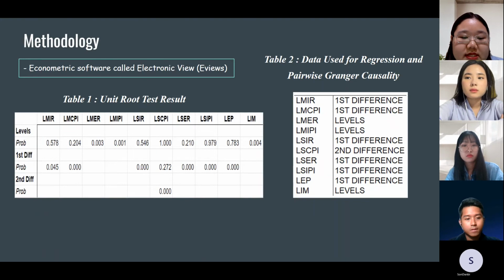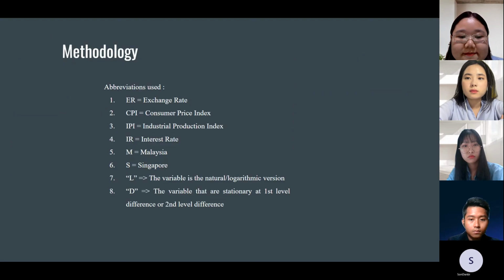All the data are processed and analyzed by using econometric software called econometric views, E-views. Table 1 shows the result of unit root tests, while Table 2 shows the data used for regressions and pairwise Granger causality. Next slide, please.